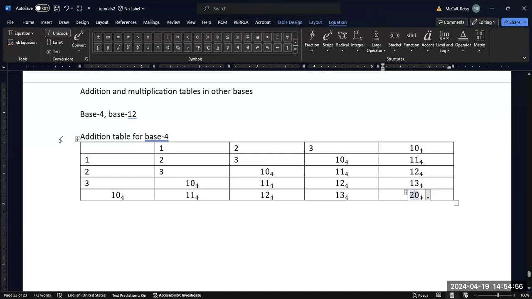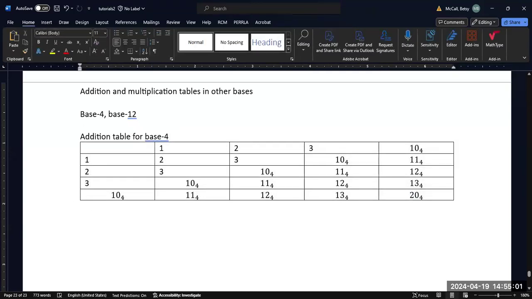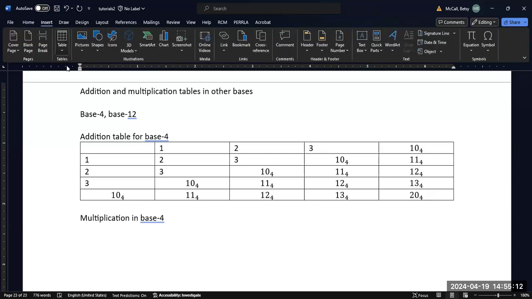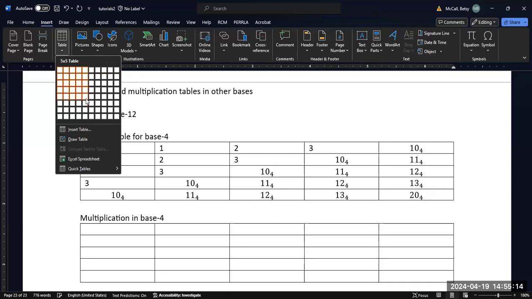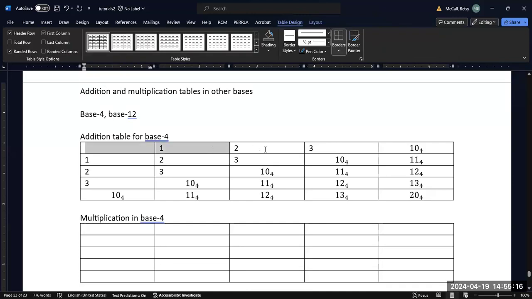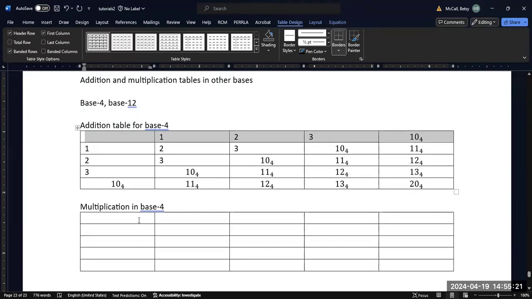It's kind of tricky. Now, we can fill out a similar table for multiplication in base 4. So we would need a table of basically the same size, 5 by 5. And now we're going to have the same numbers on the top row and the same numbers in this column.